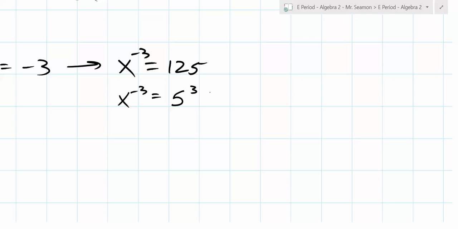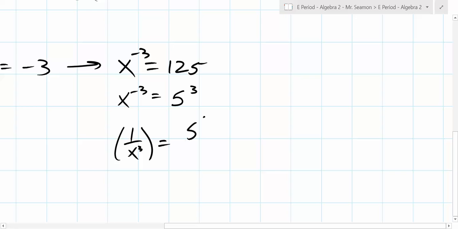Well, what do you want to do at this point? Give me one concrete step. You don't really like negative exponents, so what could you do? 1 over x. Yeah, 1 over x to the third, right? And this is 5 to the third over 1.